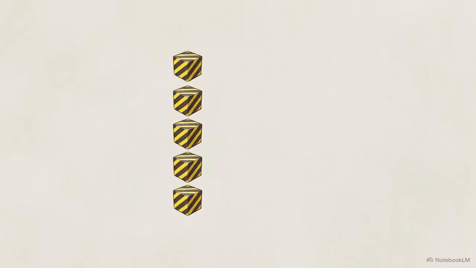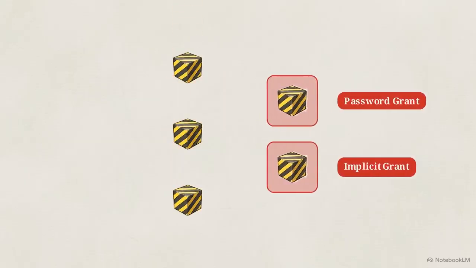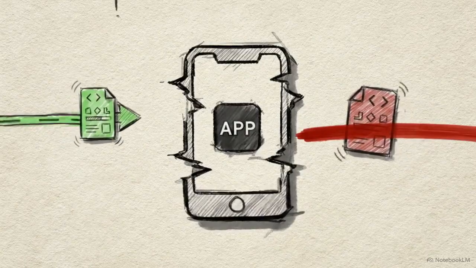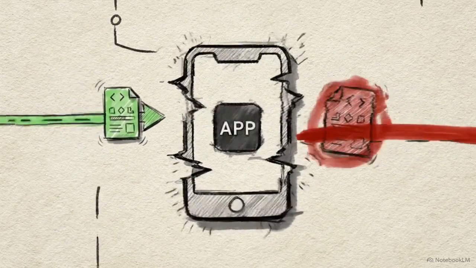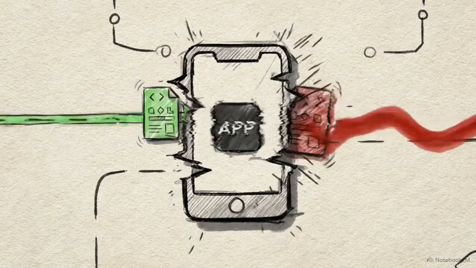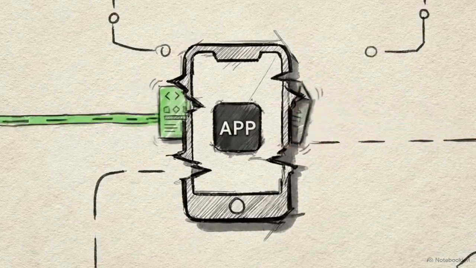Instead of adding new features, it strips away hazardous workarounds like the implicit and password grants and mandates 8 years of accumulated security patches. By forcing developers to abandon these deprecated flows, OAuth 2.1 specifically targets the most critical vulnerability in the mobile ecosystem, the interception gap.